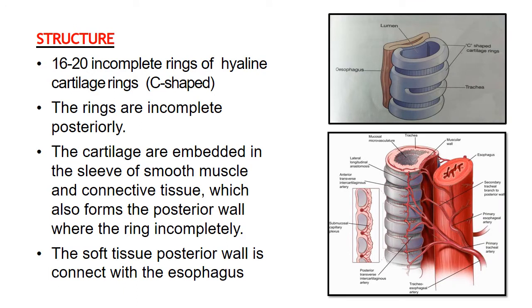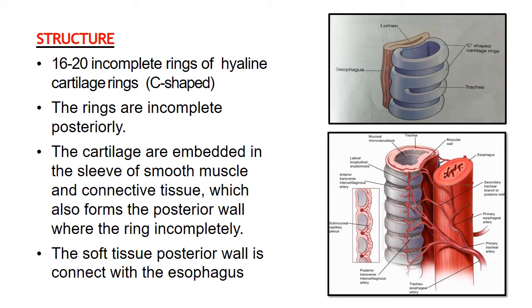Now we'll see the structure of the trachea. As I have mentioned previously, there are 16 to 20 incomplete rings of the hyaline cartilage, that is in C shape. The rings are incomplete posteriorly. You can see in the second figure, at the posterior side there are no rings.